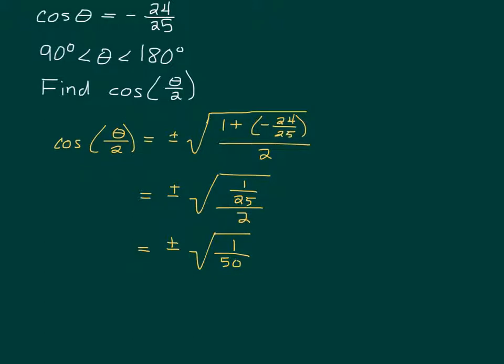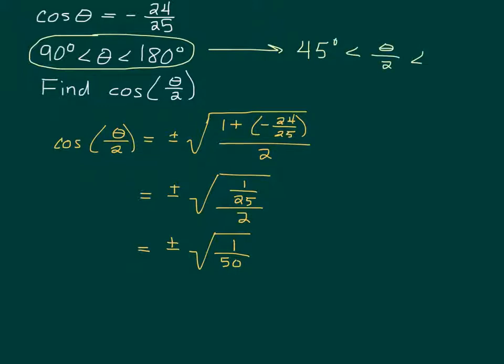So first off, is it supposed to be positive or negative? You look at this. Theta is between 90 and 180, but you have to be careful. We're not worried about theta, are we? We're worried about theta over 2. So you divide each part by 2. Theta over 2 is between 45 degrees and 90 degrees. So it is between here and here. So the cosine should be positive, and the square root of 1/50th can be written as 1 over the square root of 50, which is 1 over 5 root 2.